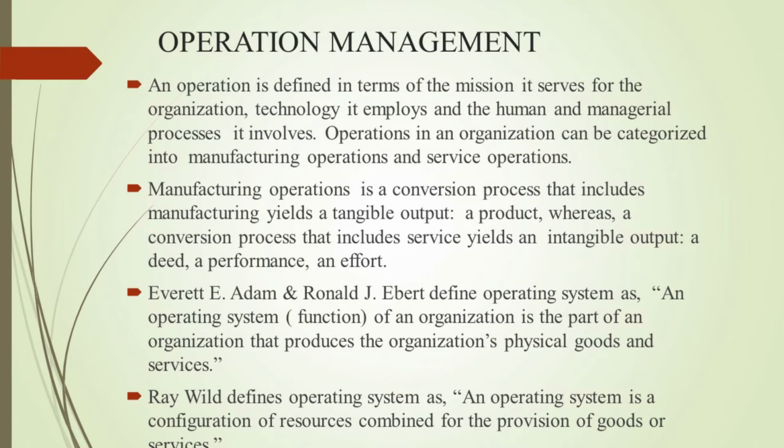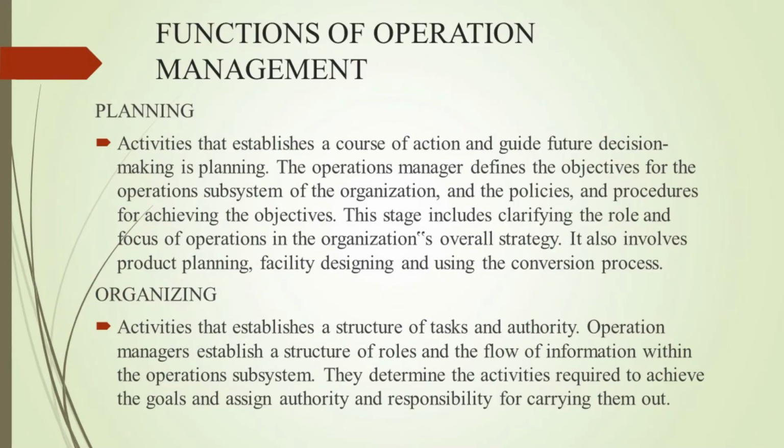Edward E. Adam and Ronald J. Ebert defined the operating system as the part of an organization that produces the organization's physical goods and services. Ray Wild defines an operating system as a configuration of resources combined for the provision of goods or services.